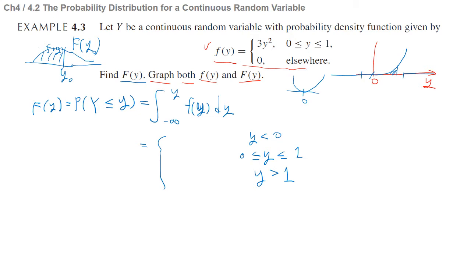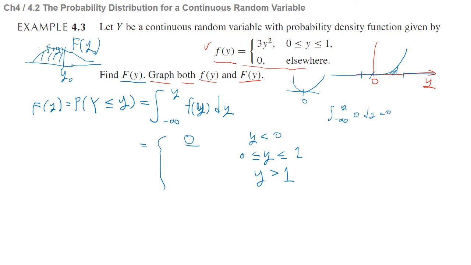So integrating from minus infinity to here, it's 0. So this part is 0. So when y is less than 0, integrating minus infinity to y, fy is 0 dy. So this is 0.